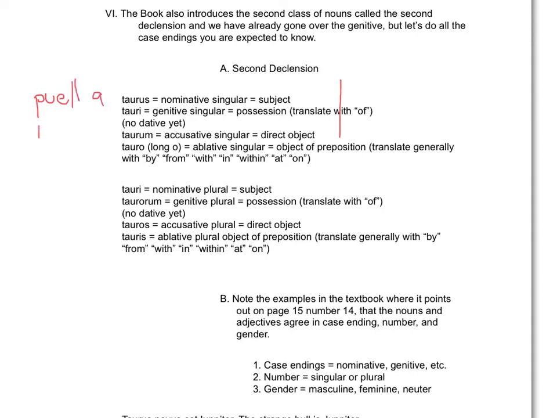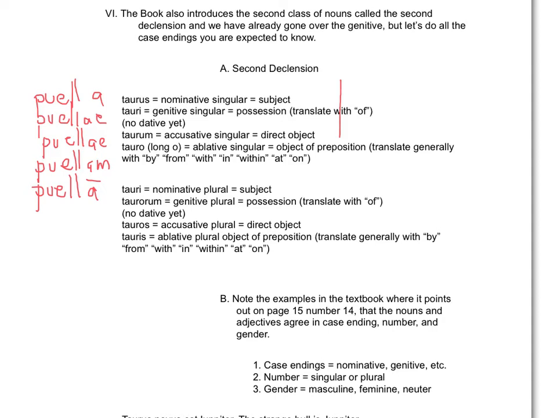For example, in the nominative, it ends with A. The genitive has AE. The dative, you'll see, is also AE. The accusative is AM. And the ablative is a long A in the singular. You can see immediately that the second declension does not end with A's, and that's how you tell the first declension from the second declension.